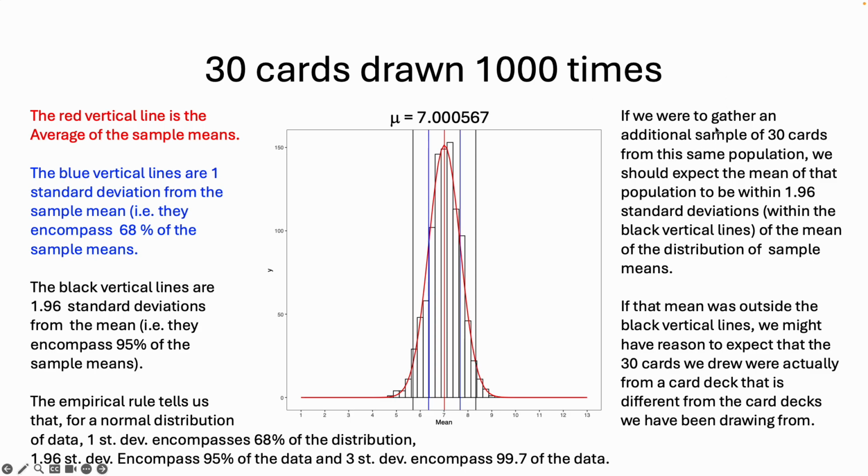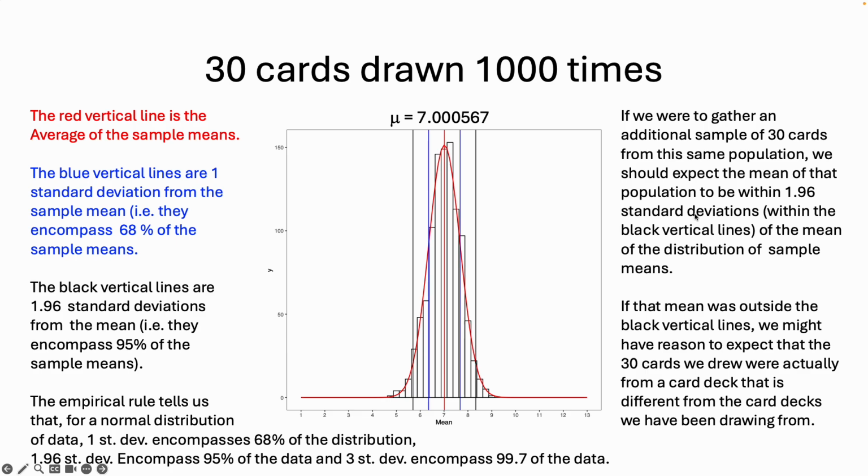So if we were to gather an additional sample of 30 cards from the same population, we should expect the mean of that population to be within 1.96 standard deviations of the mean of the distribution of sample means. So we would expect it to be somewhere in the range of slightly below 6 to slightly above 8. This narrow band is where we would expect any sample mean that was drawn from the same population to fall. It doesn't mean that it can't fall outside of that range. It just means that we would expect the vast majority of them, 95% of them, to be in this range.